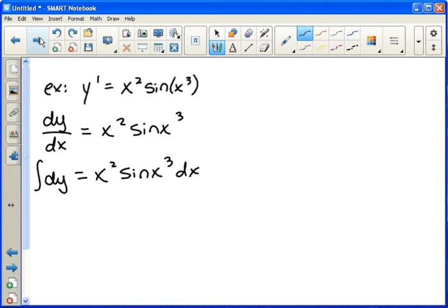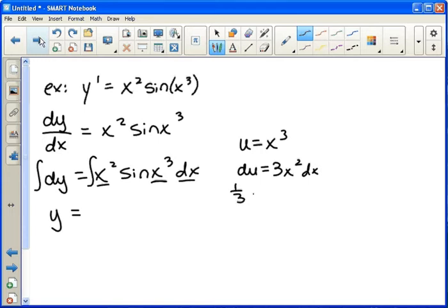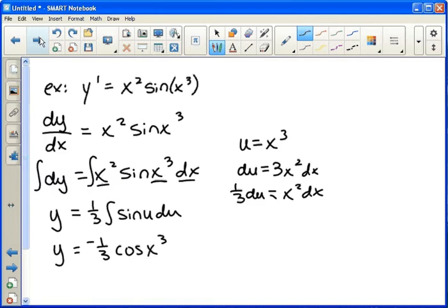Integral of dy is just y. Over here we need to use u substitution. U is going to be x cubed. I choose that because it's inside of the trig function. The derivative of that will be 3x squared dx. Now we have an x squared into dx, but no 3, so we need to divide that over. We get 1/3 du equals x squared dx. So we'll have 1/3 integral of sine u du. Now the antiderivative of sine is negative cosine, so we get negative 1/3 cosine of u, which is x cubed, plus c. And again, y just turned out to be by itself already, so there was no simplifying needed.